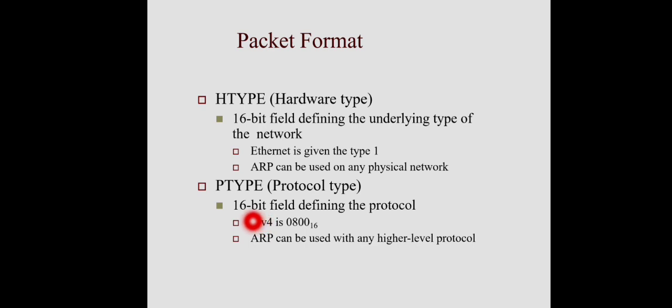That's also a 16-bit field defined in the protocol, which indicates which network layer protocol we are using, IP version 4 or IP version 6. So IP version 4 is indicated using this value. Like that, for every version or type of protocol, the corresponding protocol number will be filled there.